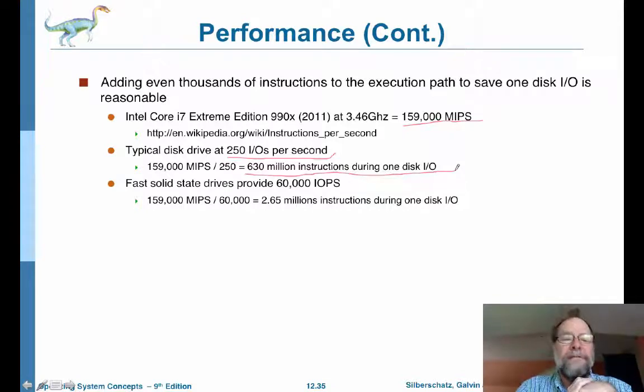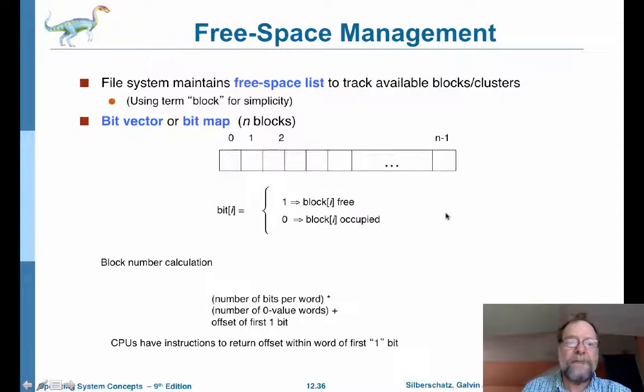If you're working with a fast solid state drive, those are much, much faster than hard drives. They're doing 60,000 I/O operations per second as opposed to the 250 we had above, but still that means you can afford to spend up to 2.65 million machine instructions to avoid one disk I/O operation, and you'd still win in that case.